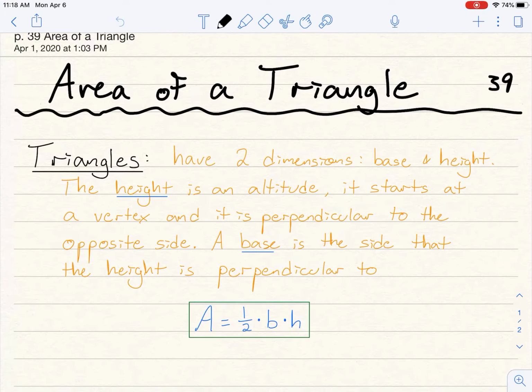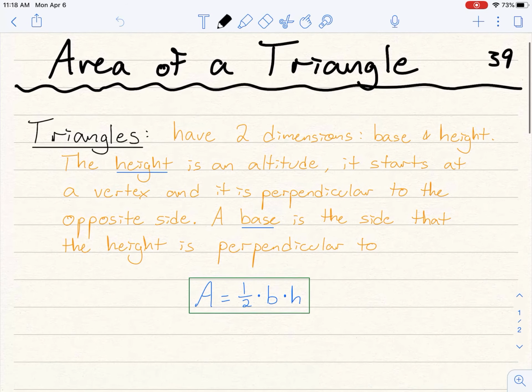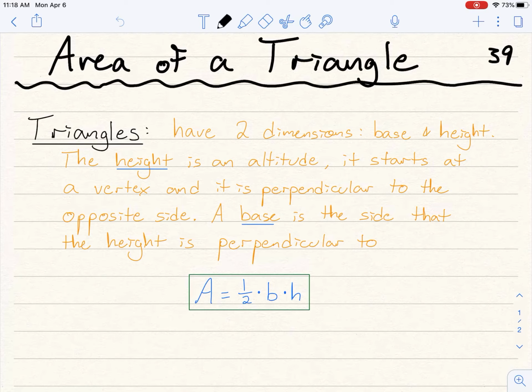Hey all, so another shape that we are going to cover in our area and volume units is going to be triangles. So we've covered a bunch of triangles in the past. You know how much I love triangles from class. I think that they're one of the coolest shapes. But in terms of finding area, and then eventually that will lead us into surface area and volume of 3D figures, triangles have two dimensions, a lot like the other ones we've talked about.